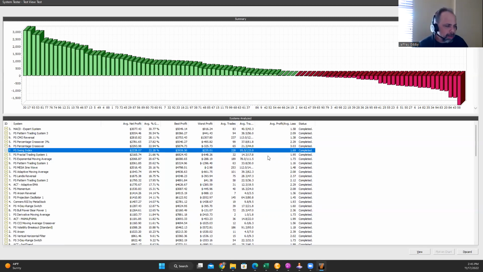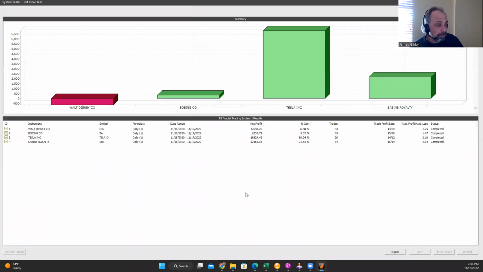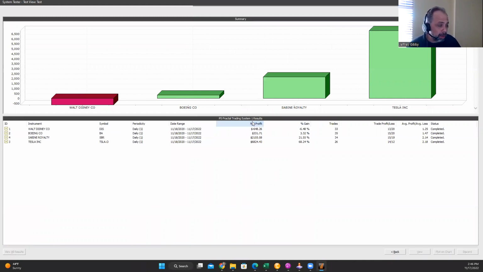Okay, for the purpose of showing you how you can use this to shortcut your learning, I want to show you something that's not MACD. So I'm going to show you the fractal trading system number 1. I'm going to go ahead and view this on a chart. And here's Disney. It didn't work at all on Disney. On Boeing, it worked. On Tesla, it was the best. And Sabine Royalty, it worked pretty well. Okay, I'm going to also sort this by net profit.